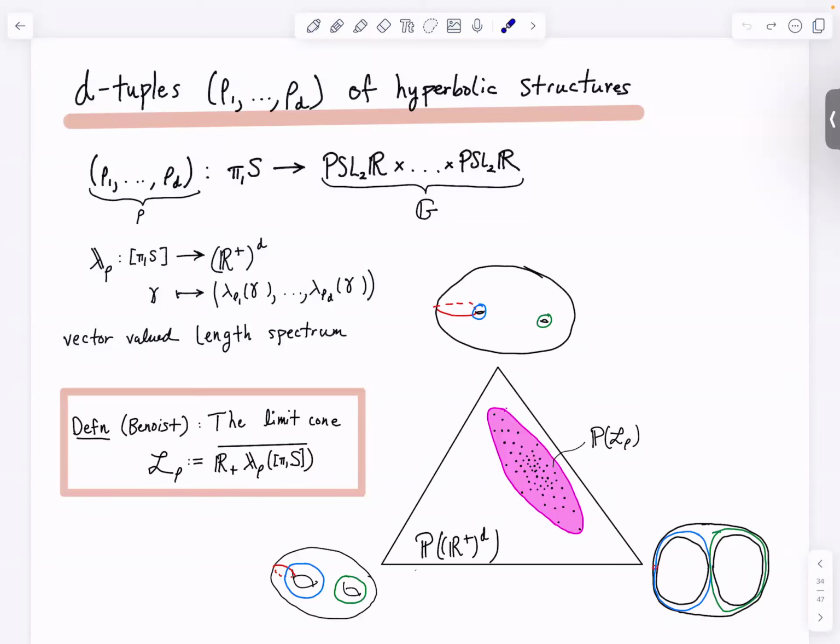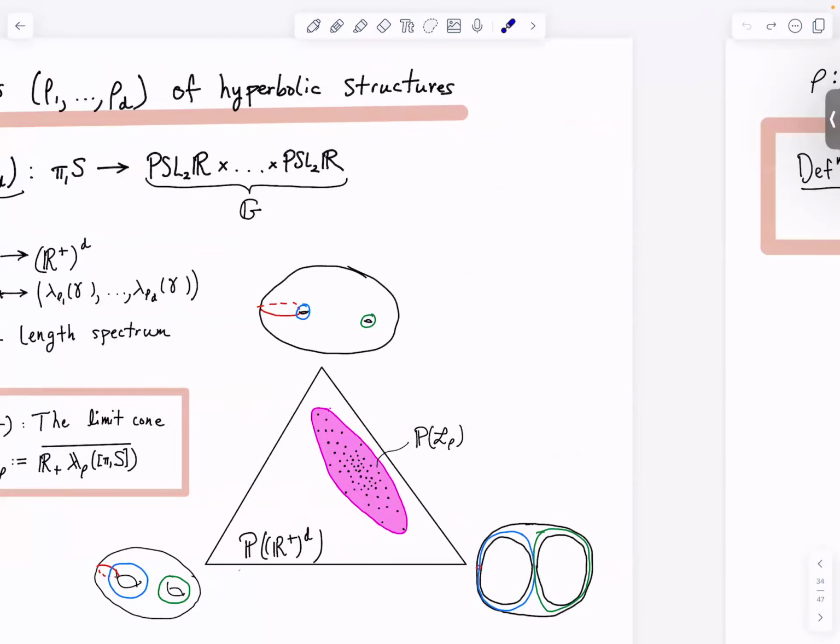And now I can plot all those lengths in the positive orthant of R^d. So here's an example for d equals 3. I'm not good at drawing cones in R^3, so I just projectivize the picture. And you see something like this. Okay, these are all the points, and they fill out some cone that looks like that. And the natural question, analogous to Thurston's simple theorem, is what types of curves on the surface or sequences of curves are seeing the boundary of this cone? Which curves are seeing the most extreme behavior for this length relationship?